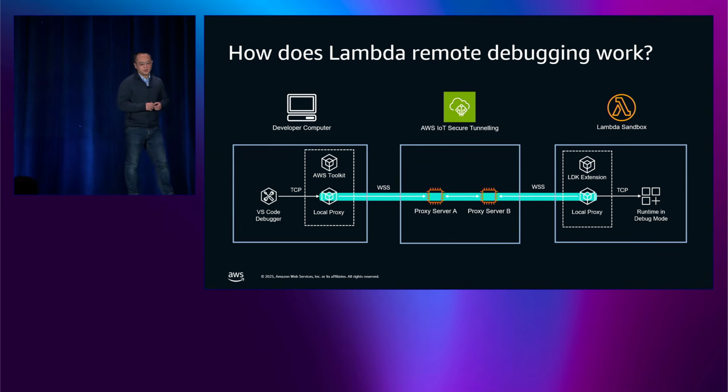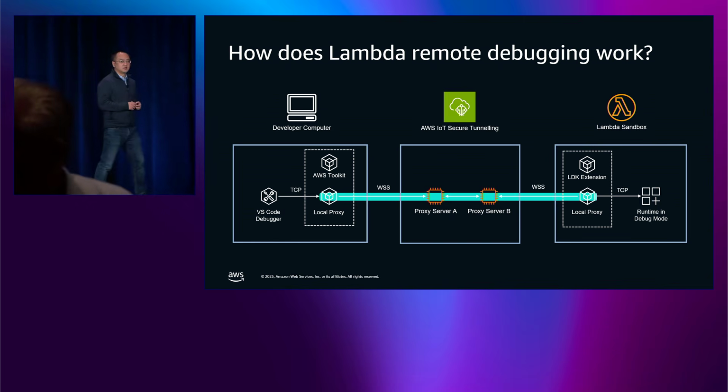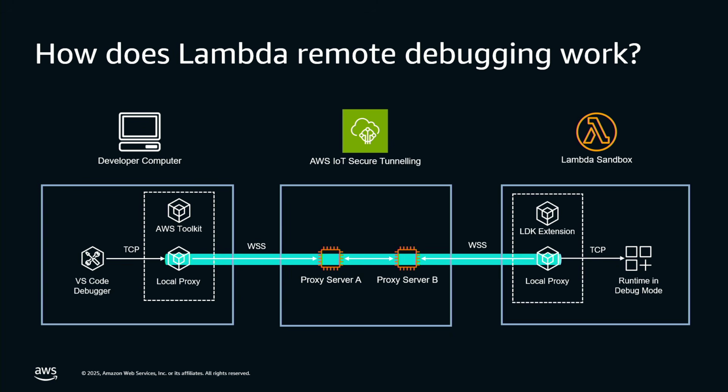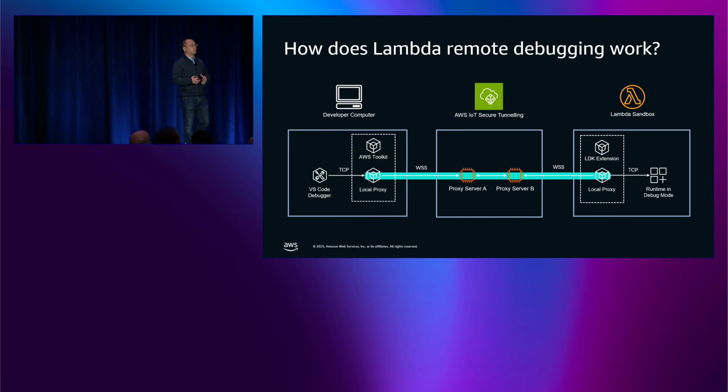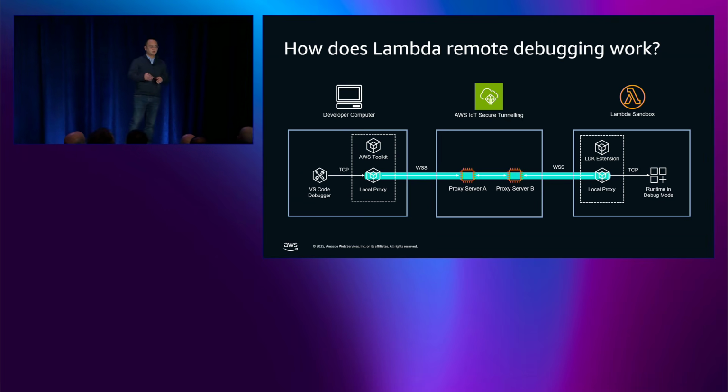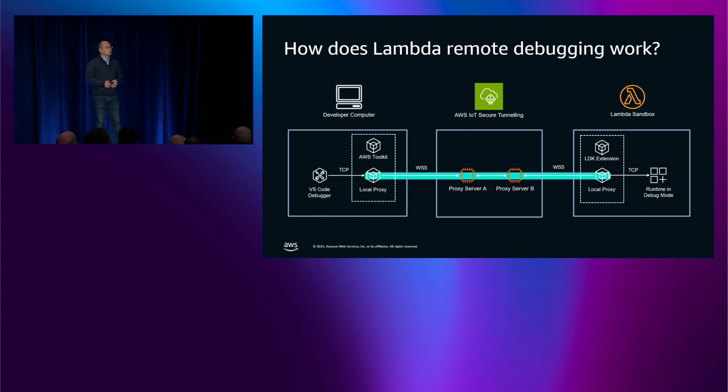this is how Lambda remote debugging works. It basically contains 3 components. On your desktop, local device, in your VS Code IDE, you can install AWS Toolkit. AWS Toolkit contains components that set up a local tunnel to AWS IoT secure tunneling service that is running in AWS. This is the middle piece. It's very critical, that enables both sides to connect seamlessly.